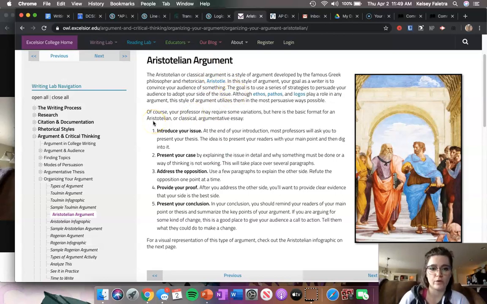Here is the basic format, and it is a loose structure, but these are the things that need to occur in an Aristotelian or classical argument. Introduce the issue. Okay, I like that, right? So usually I say make sure at the end of your introduction that you have your argument or your claim. You can be a little more creative with that in AP, right? So as long as your argument is somewhere in that opening, you're okay. But it just sometimes feels very natural for it to be at the end. Wherever you put it in the opening, make sure that you've introduced your issue.